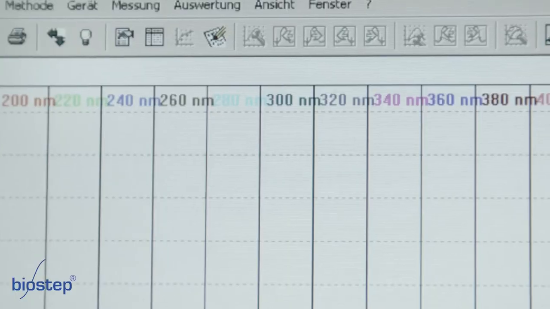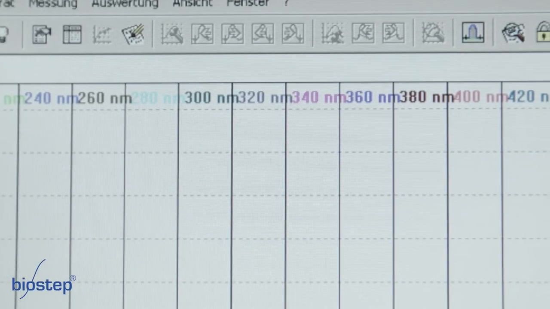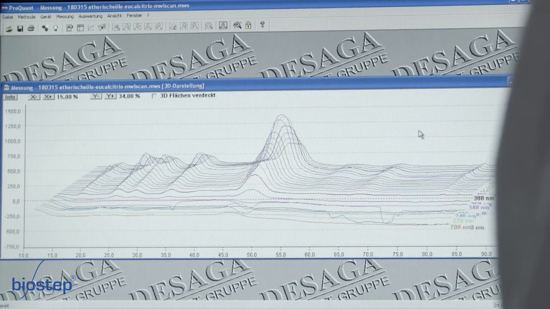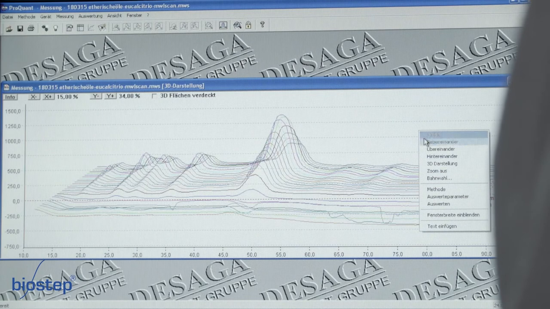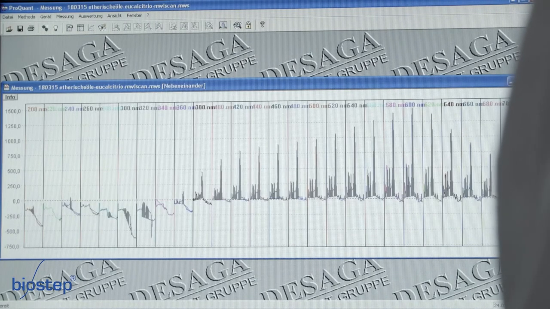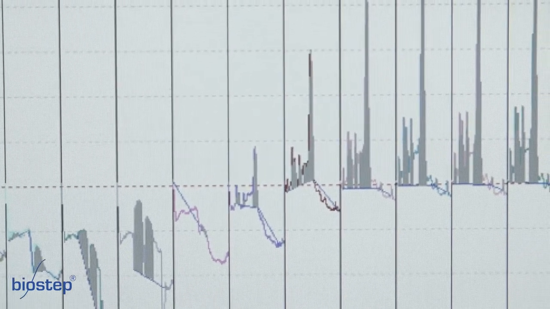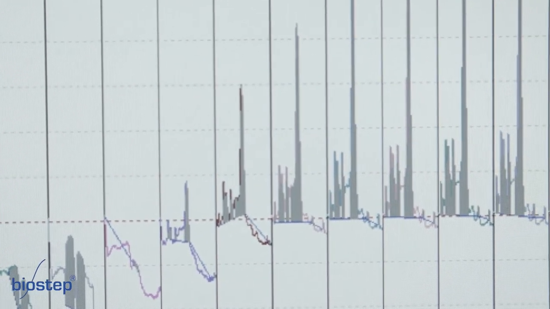This is a chromatogram recorded at a measurement wavelength of 300 nanometers. Chromatograms were taken of each lane of the TLC plate. Finally, they are presented side by side. This graph shows the absorption spectrum of the blue substance on the TLC plate.